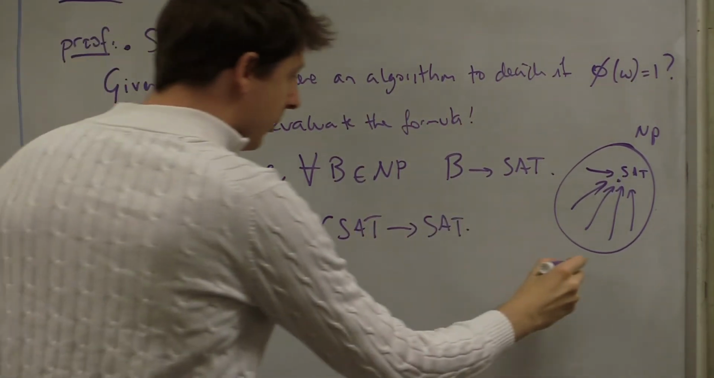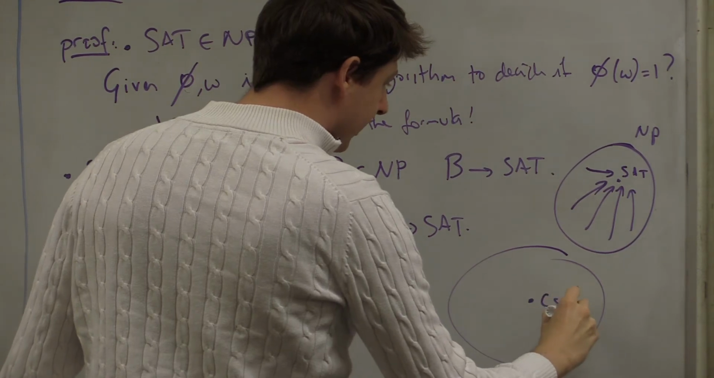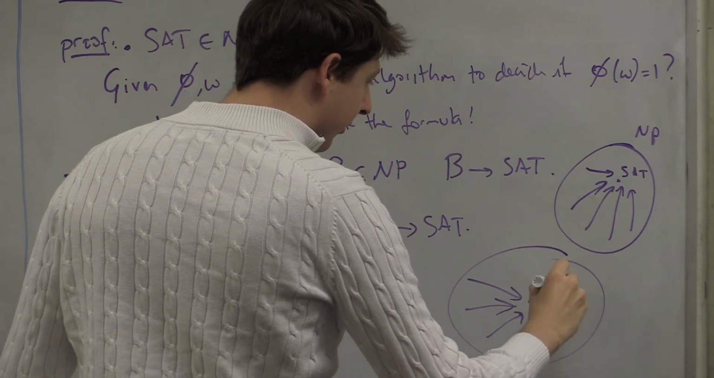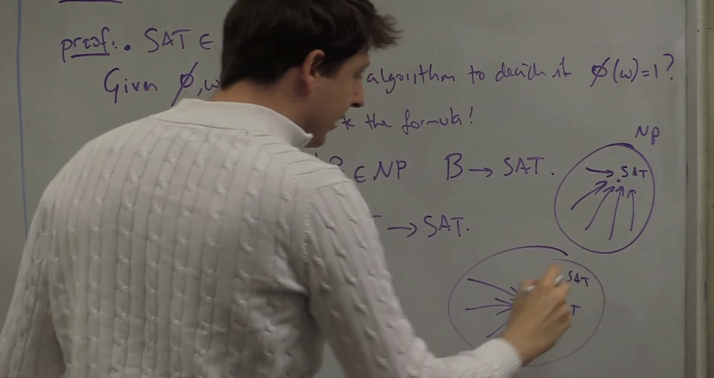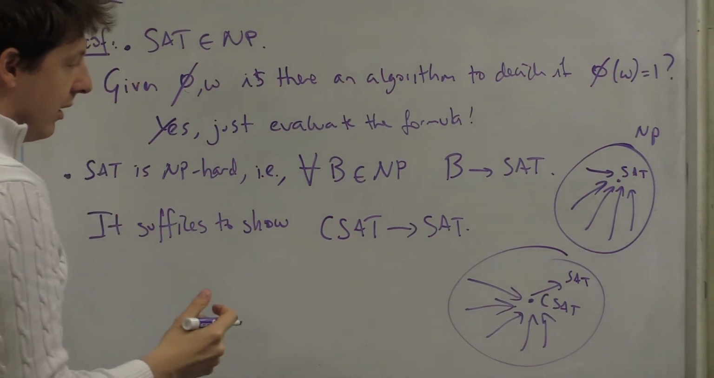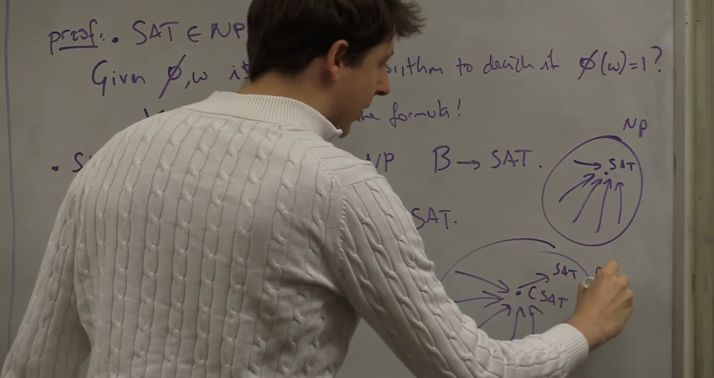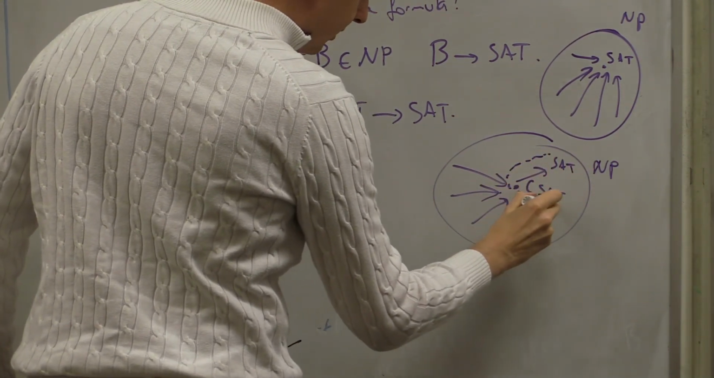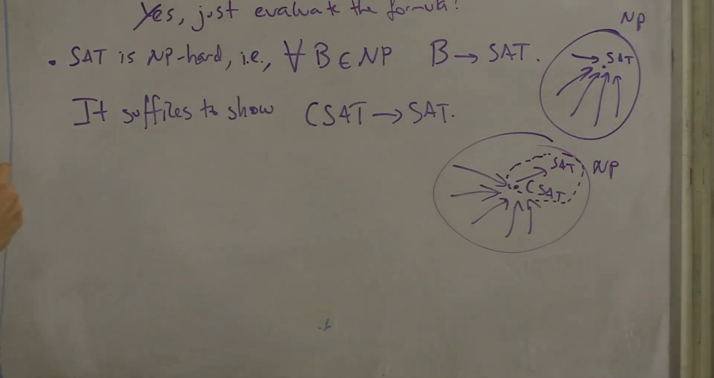Why? Because here's the picture. We already proved that everything in NP reduces to CSAT, and if we just prove that CSAT reduces to SAT, then transitively, everything in NP will reduce to SAT. So we can just focus on proving this reduction over here, because we already have an NP-complete problem. Once again, if you want to prove that some other problem is NP-complete, it suffices to show that it's in NP, and that it can be used to solve some NP-complete problem.